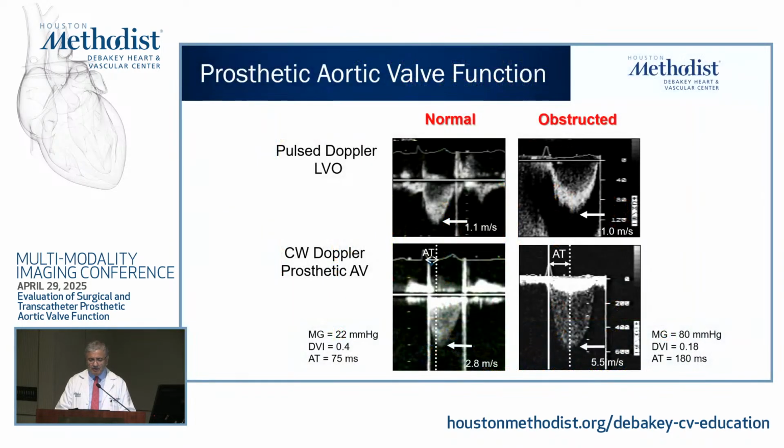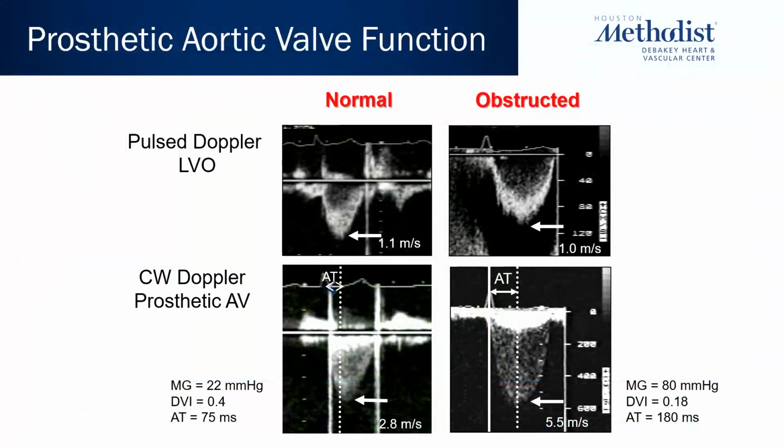So here is an example of normal versus obstructed valve, and you could see that nicely. What happens is, obviously, with an obstructed valve, velocity increases significantly. Ejection time is longer. Acceleration time, which is the time from onset of flow to maximal flow, increases. And obviously, mean gradient increases.